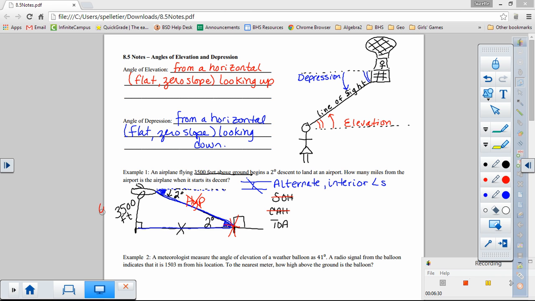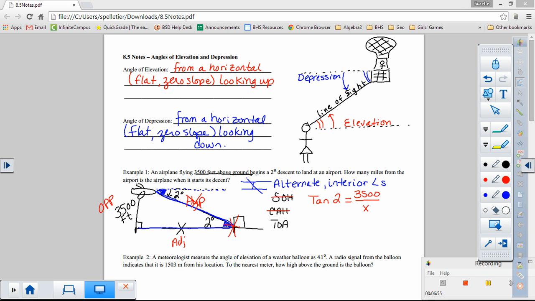So this is the opposite side to my angle, right? It's opposite angle 2, and this is the adjacent side. That's actually what I'm solving for, so I have to use that because I need to find it. So let's fill in our equation. Since we determined we're using tangent, tangent of 2 is equal to opposite 3,500 over adjacent x.